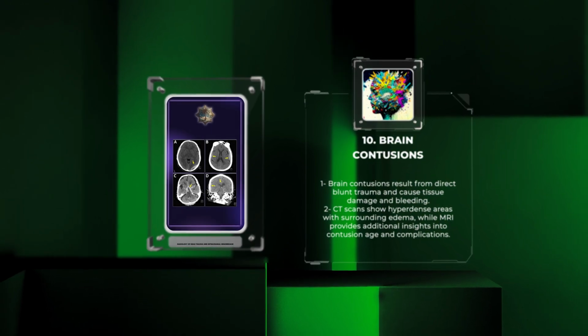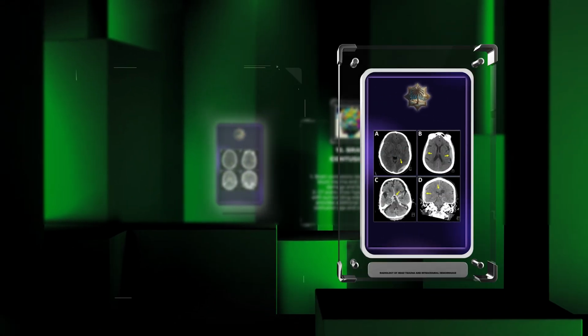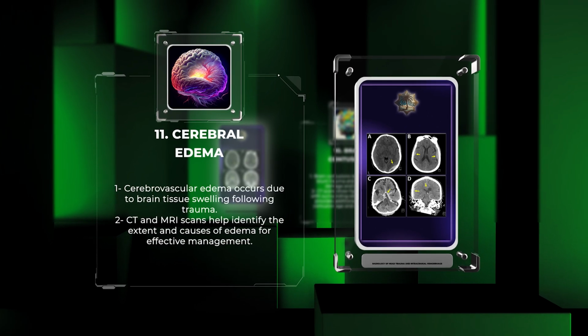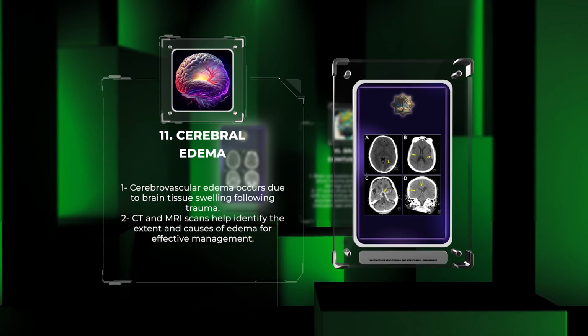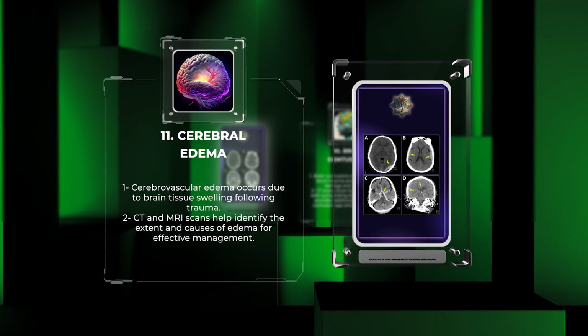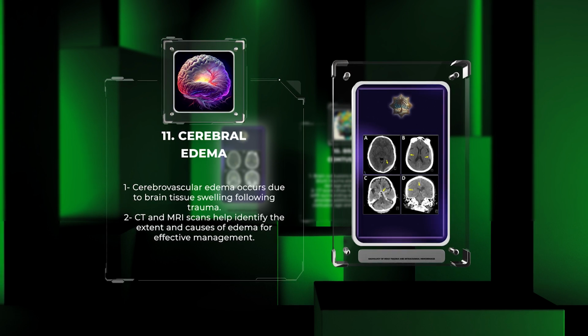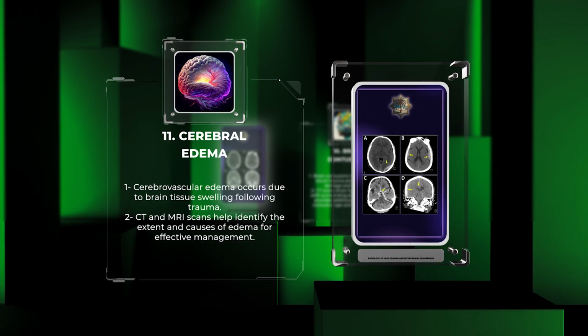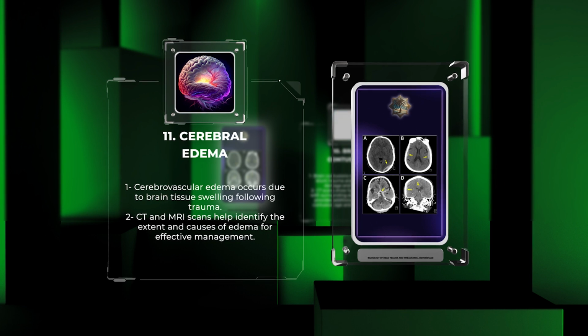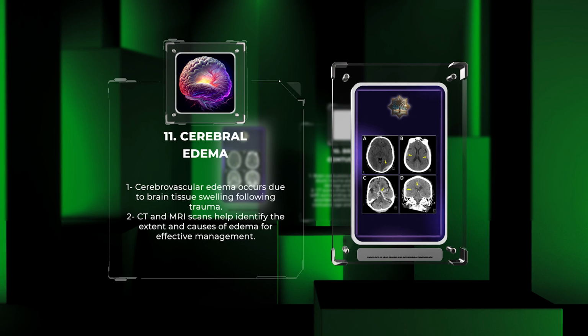Now, let's move on to our 11th topic. In the 11th section on cerebrovascular edema, we discuss how brain tissue swells due to trauma, causing increased pressure and potentially life-threatening complications. We explore how imaging, such as CT and MRI scans, helps identify the extent and causes of edema, allowing for effective management and improved patient outcomes.